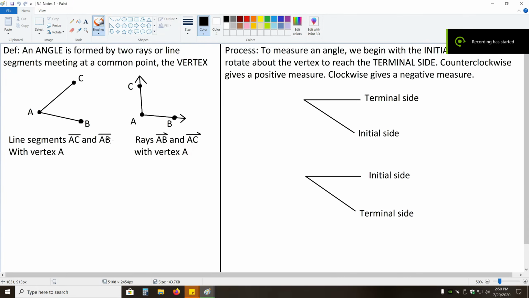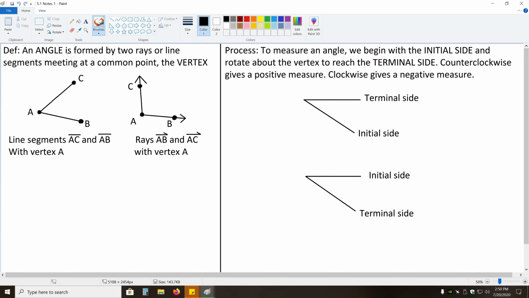For this section, we're going to be introducing the basic concepts of trigonometry that will then develop as we go into the more complicated problems that we come across. So the first thing, the most basic thing in trigonometry, is the definition of an angle.